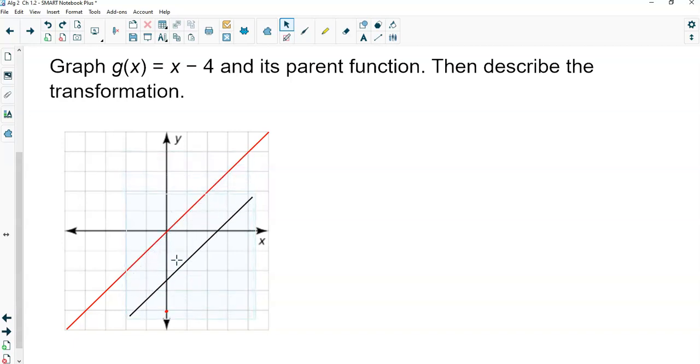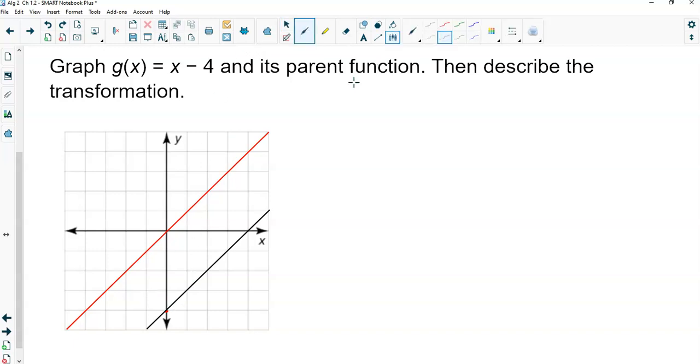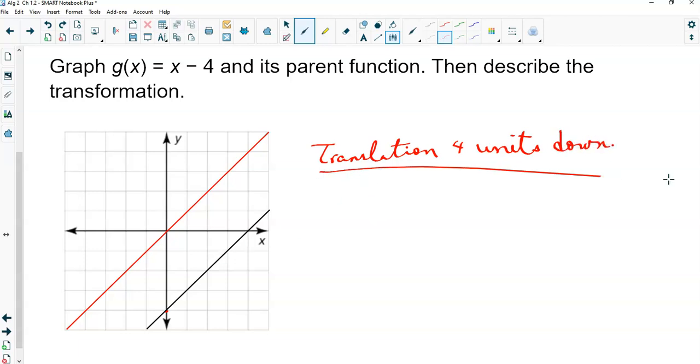So that is a translation or a shift, but we're gonna call it by the right word. That is a translation 4 units down. So you could write that down. It's a translation 4 units down. Okay, very well.